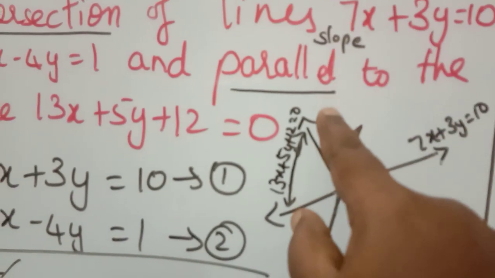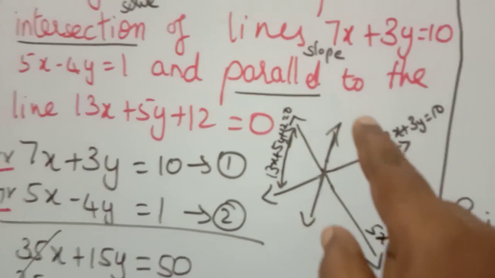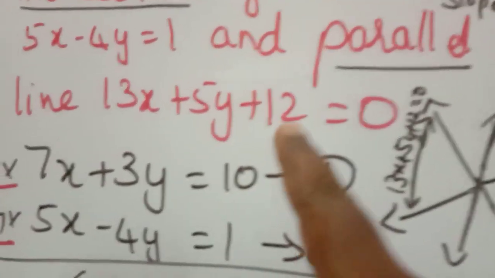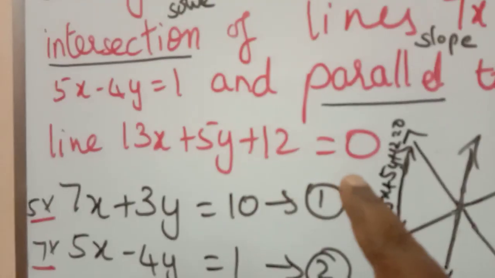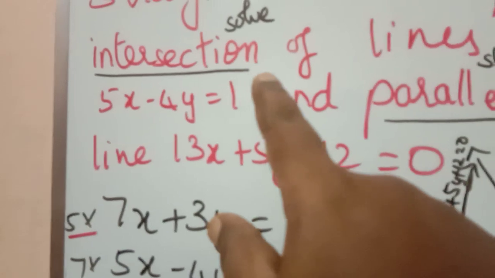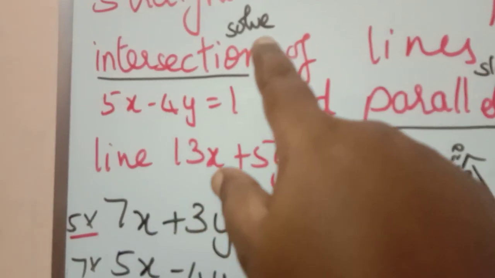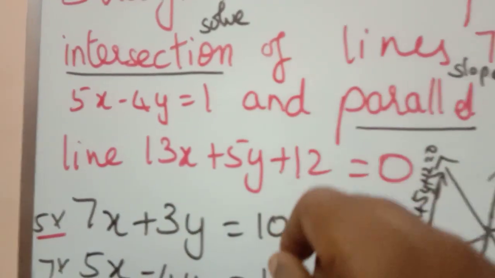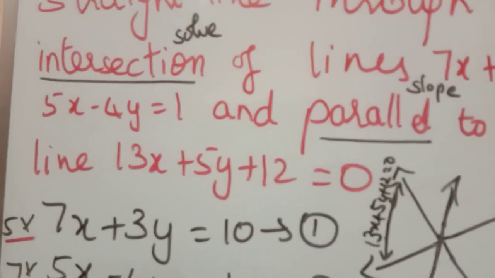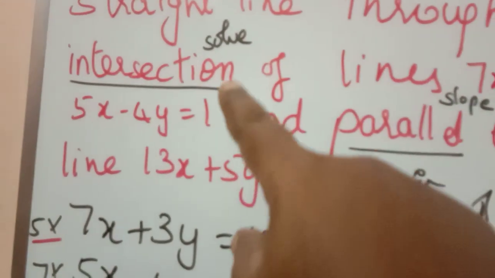Immediately after the word parallel or perpendicular, either 2 points will be given or one equation will be given. Here one equation is given, so using that equation we are going to find the slope, right? Now if intersection or point of intersection is given, underline that and write 'solve'. Just in a note you write like this for your convenience to understand easily, not in the exam.